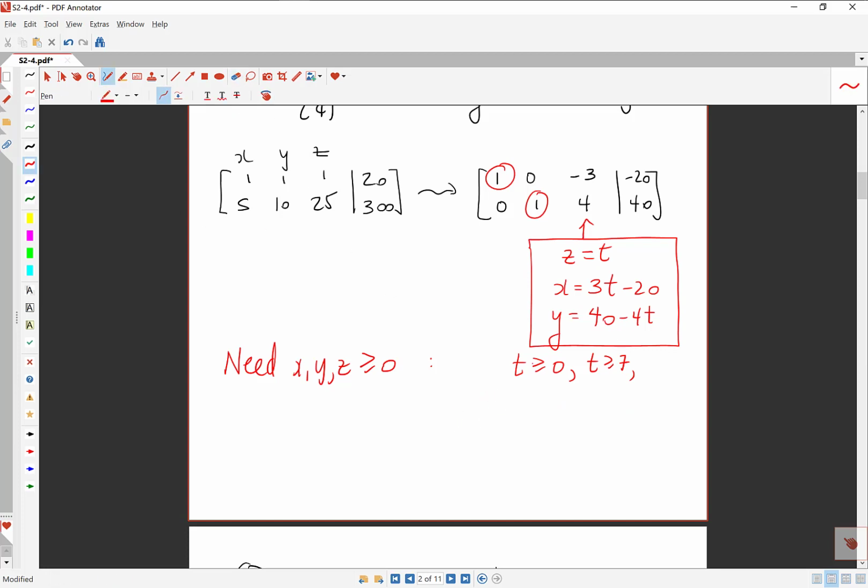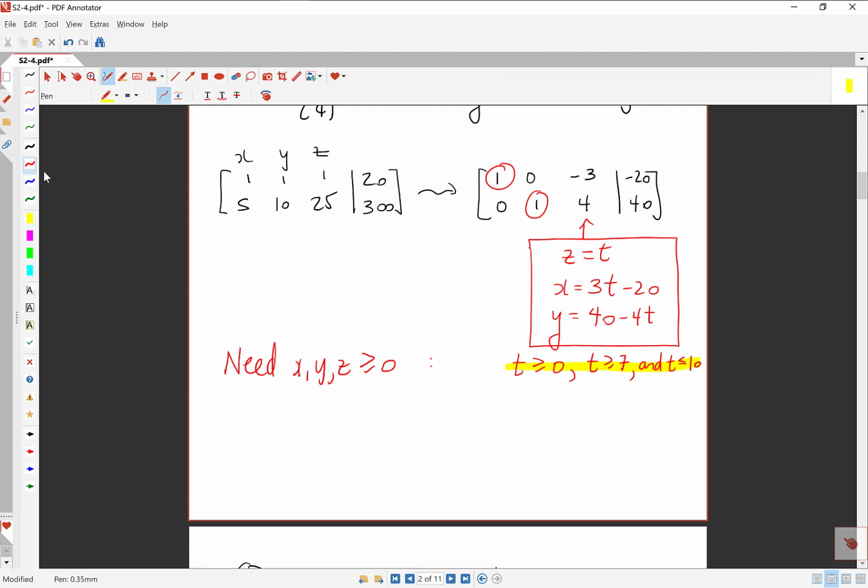So from y, if we have 40 minus 4t being at least 0, let's add 4t to both sides. That implies 40 is at least 4t. Or you can write this the other way around. 4t is at most 40, and then divide by 10. So t is at most 10. So highlighted here, we've got the 3 restrictions on the t values.